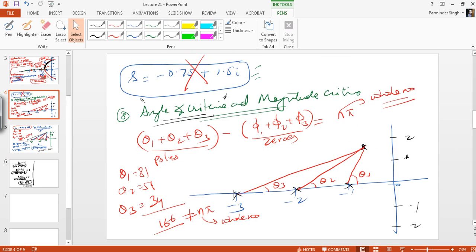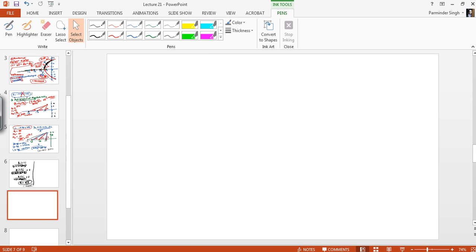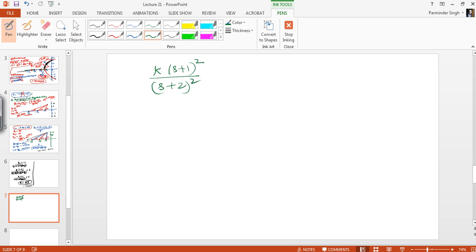With the angle criteria, we identify whether the point lies on the root locus or not. Once it's proved, then we apply the magnitude criteria to calculate the value of the gain. Clear? So this is all about angle criteria and magnitude criteria. Moving further, there is something interesting regarding root locus. Suppose we have a root locus of something like k into (s plus 1) whole square over (s plus 2) whole square. Let's plot the root locus for this.